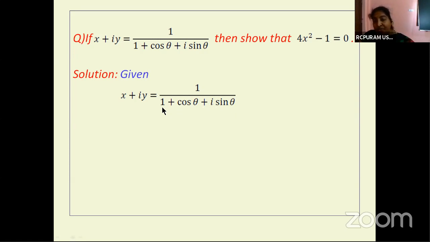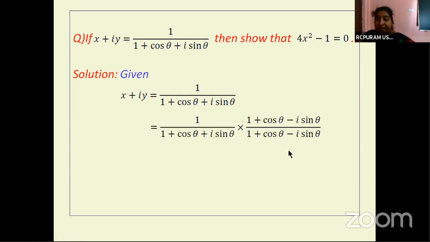Now, what should be its conjugate? 1 plus cos theta is your real part, children. And i sin theta, this is the imaginary part, isn't it? So, the conjugate should be 1 plus cos theta minus i sin theta. So, we will multiply and divide with 1 plus cos theta minus i sin theta. We will multiply and divide. So in the numerator, we'll have 1 into this, which is 1 plus cos theta minus i sin theta. In the denominator, you have (1 plus cos theta) whole square minus (i sin theta) whole square.